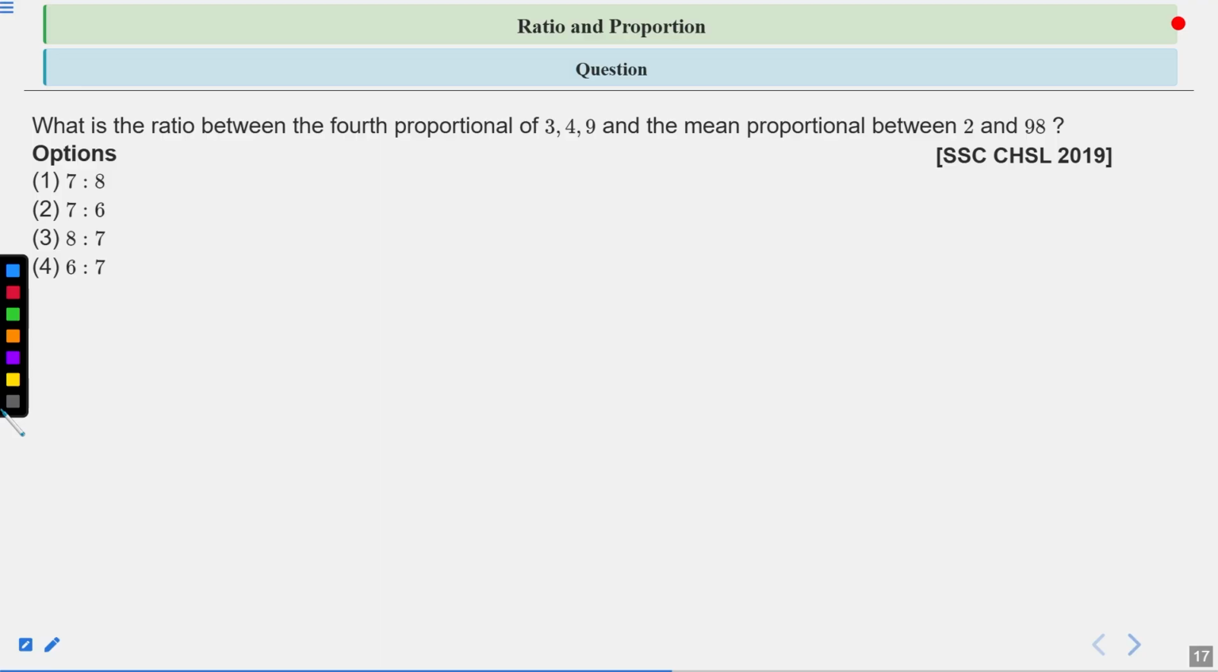What is the ratio between the fourth proportional of 3, 4, 9 and mean proportional between 2 and 98? And this question was asked in the SSC CHSL exam in 2019. So there are four options. First one is 7 ratio 8, second is 7 ratio 6, third one is 8 ratio 7, and fourth is 6 ratio 7. Now you have 10 seconds to analyze the question. Your time starts now.